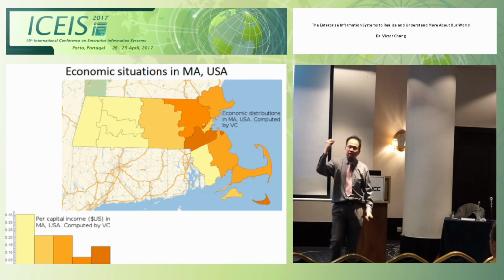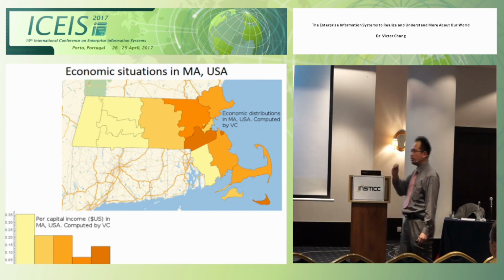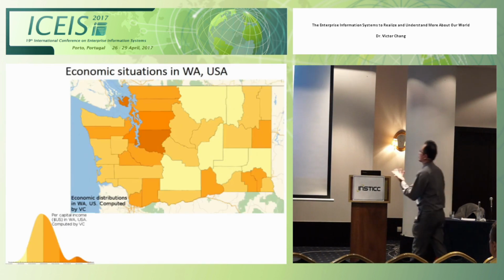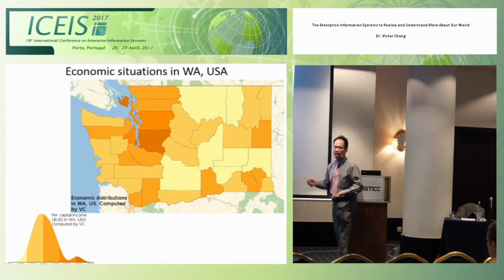So this is already beyond the question about analytics. It's about decision making. What should we do next? When we have the result, what should we do next? So then, similarly, Massachusetts, we have a lot of smart people in Harvard and MIT.